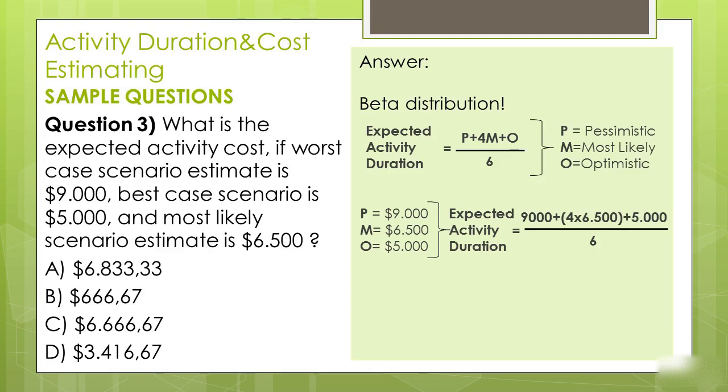Expected activity cost equals P plus 4M plus O divided by 6. For this question, since worst case scenario estimate is $9,000, P equals $9,000. And since best case scenario estimate is $5,000, O equals $5,000. Since most likely scenario is $6,500, M equals $6,500. If we enter the values into the formula, we get the result and the answer is C.